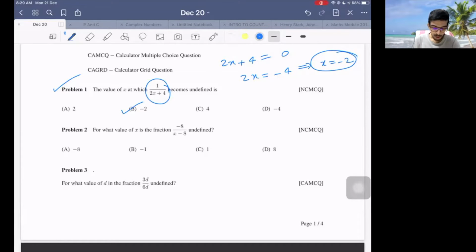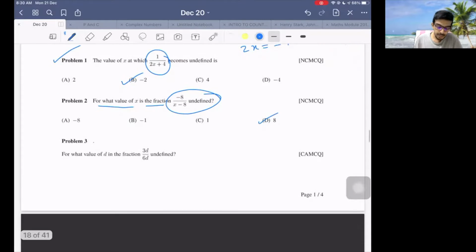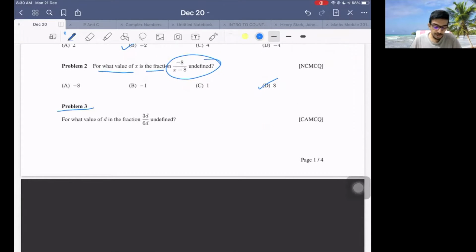Yes. Next question. For what value of x does the fraction become undefined? Tell me quickly. Yes. The denominator becomes 0. Yeah. The answer is 8. Yes, very good. Next question. For what value of d does the fraction 3d divided by 6d become undefined?